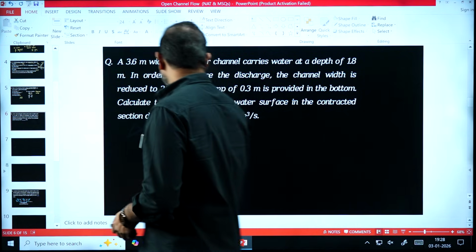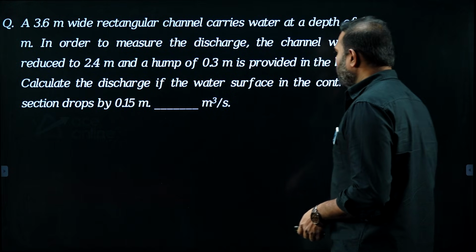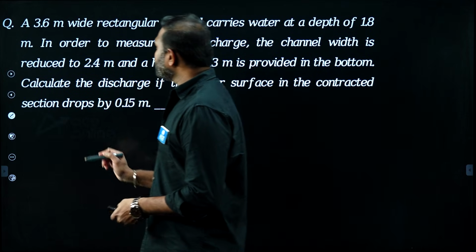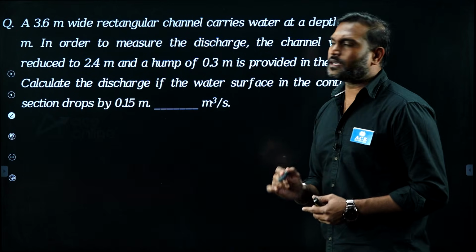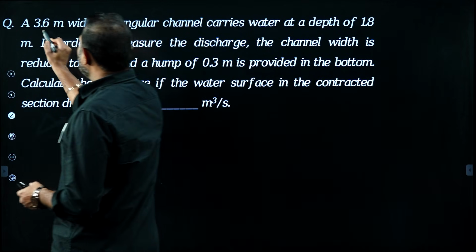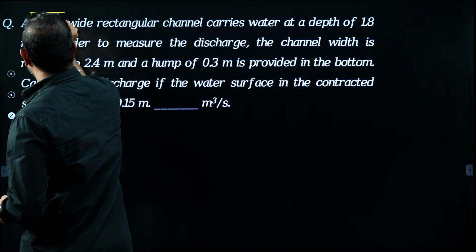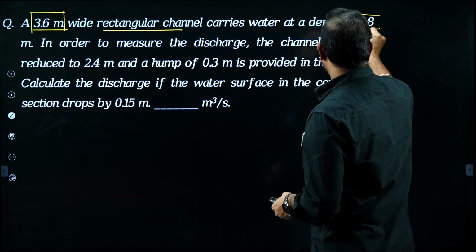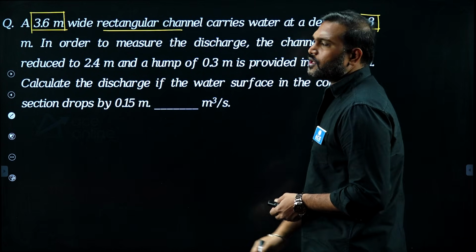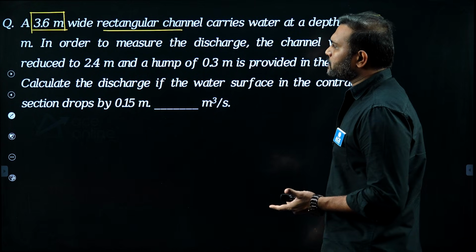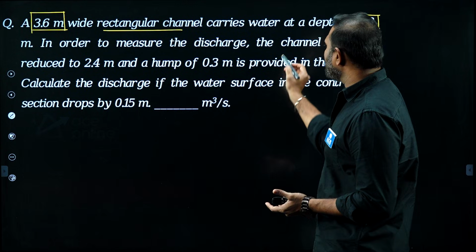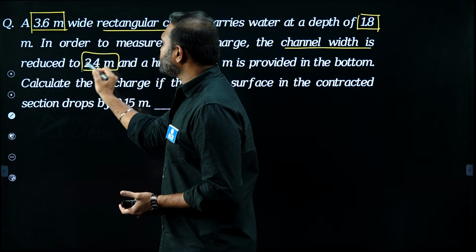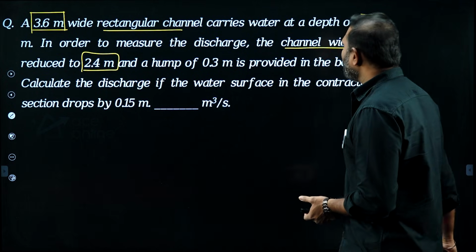Now, if you observe here, what is the question that is mentioned? A 3.6 meter wide rectangular channel carries water at a depth of 1.8 meters. So what is the depth? 1.8 meters. So in order to measure the discharge, the channel width is reduced to 2.4 meters. Channel width is reduced to 2.4 meters.